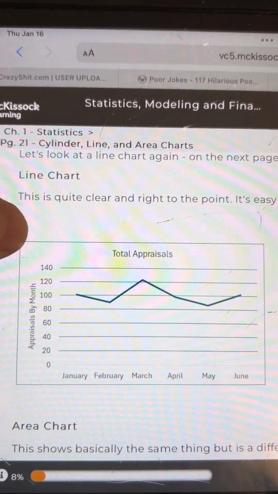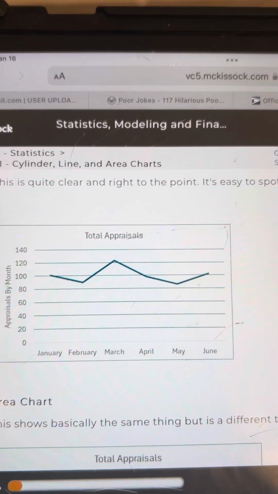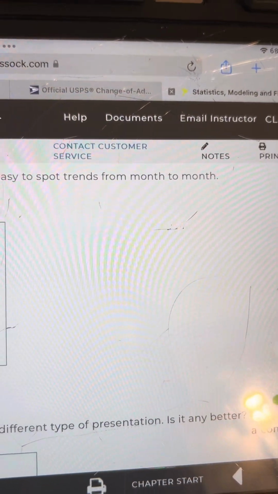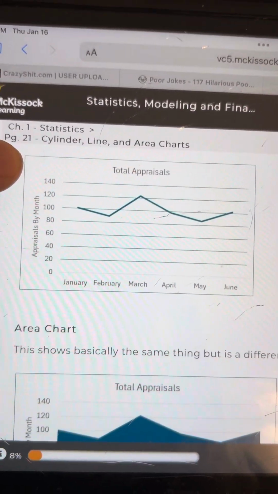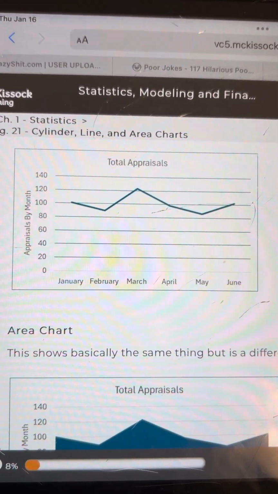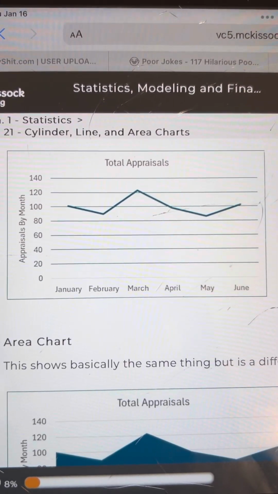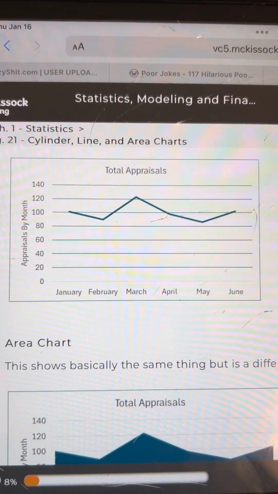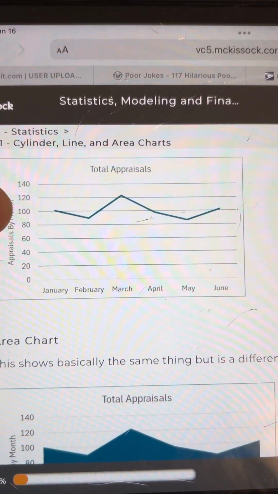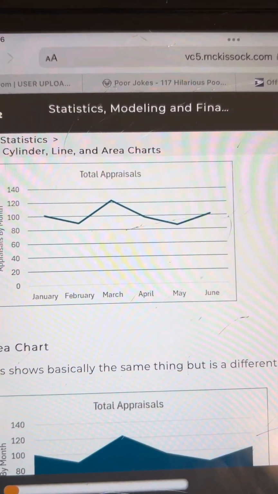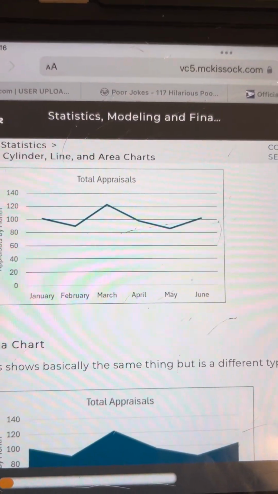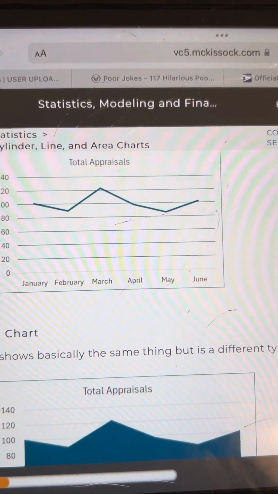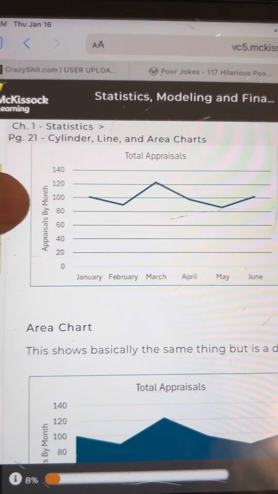Line chart. This is quite clear and right to the point. It's easy to spot trends from month to month. Total appraisals from 0 to 140. January, they did 101. February, they did 90. March, they did 122. April, they did 98. May, they did 84. And in June, they did 101.